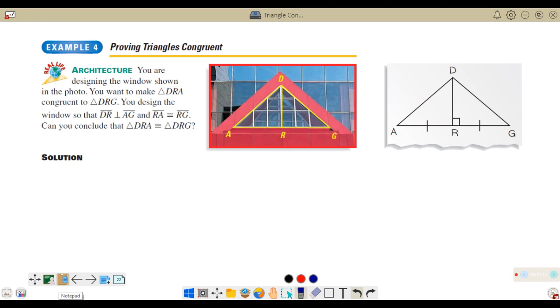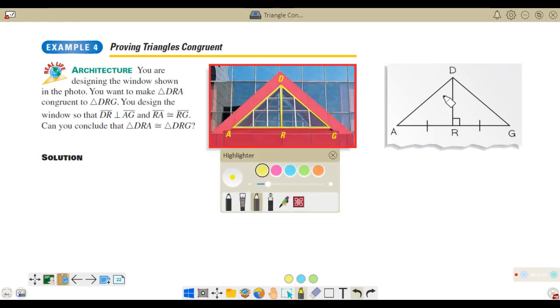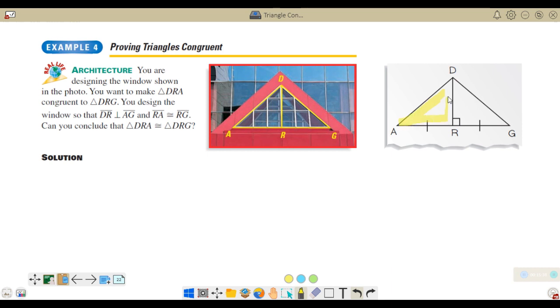This is example number 4. Proving triangles are congruent still, but this is an application to architecture. So, you are designing a window shown in the photo. You want to make triangle DRA congruent to triangle DRG. We have a representation here of the window on one side. So, this is DRA.